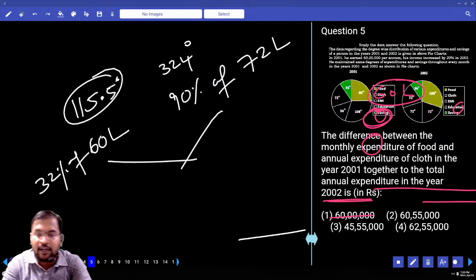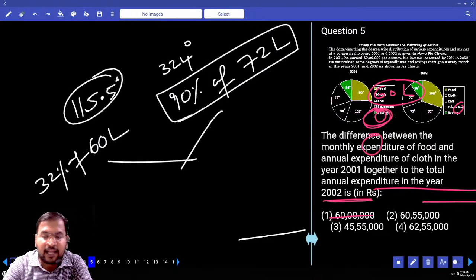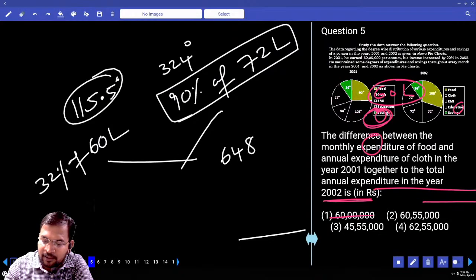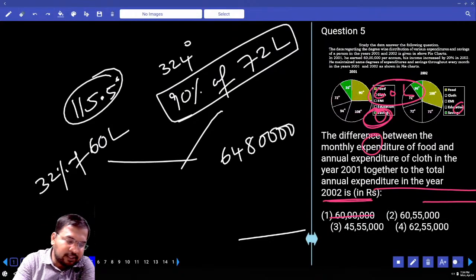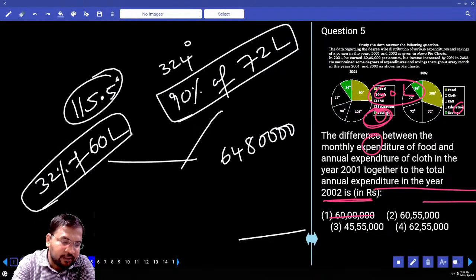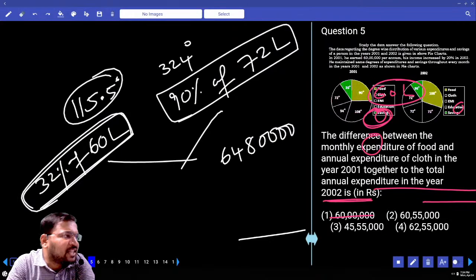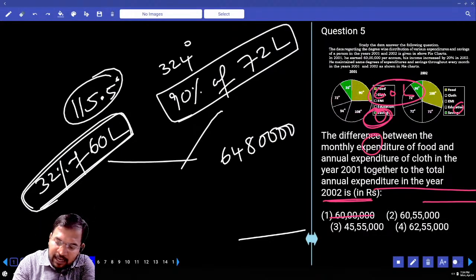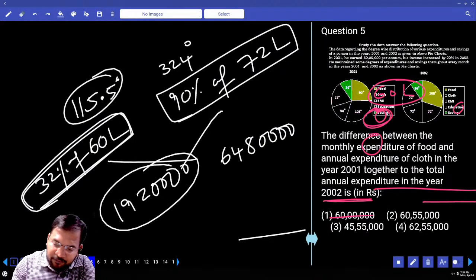Are you clear, Nana? Now tell me, 90% of 72 lakhs. 10% is 7.2, so 90% is 9 times 7.2. 9 sevens are 63, 9 times 0.2 is 1.8. 63 plus 1.8 is 64.8, that is 64 lakhs 80,000. Next, 32% of 60. 30% is 18, and 2% is 1.2, so 32% is 19.2, that is 19 lakhs 20,000. They are asking for the difference.